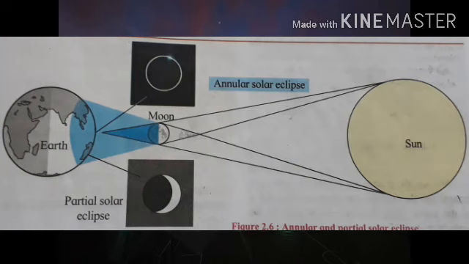Sometimes the moon is in apogee position. This means it is farthest from the earth. As a result, the deep shadow of the moon is cast in space and does not reach the earth. From a very small region of the earth, only an illuminated edge of the sun disk is seen in the form of a ring. This is called annular eclipse, annular solar eclipse. Annular eclipse is a rare phenomenon.